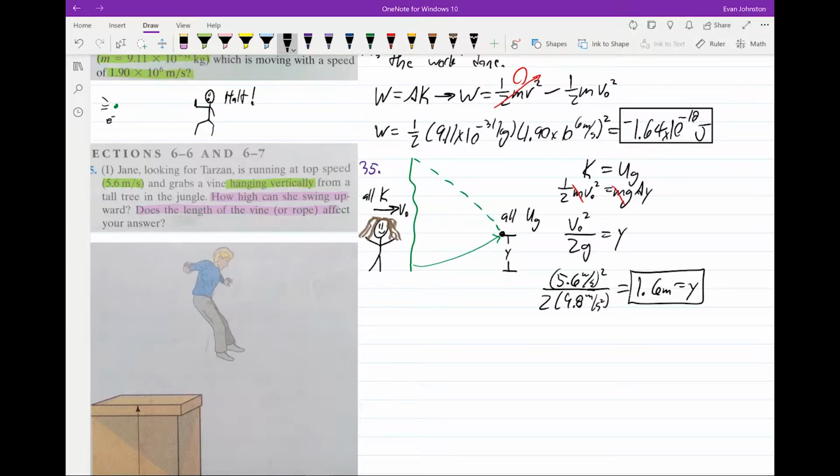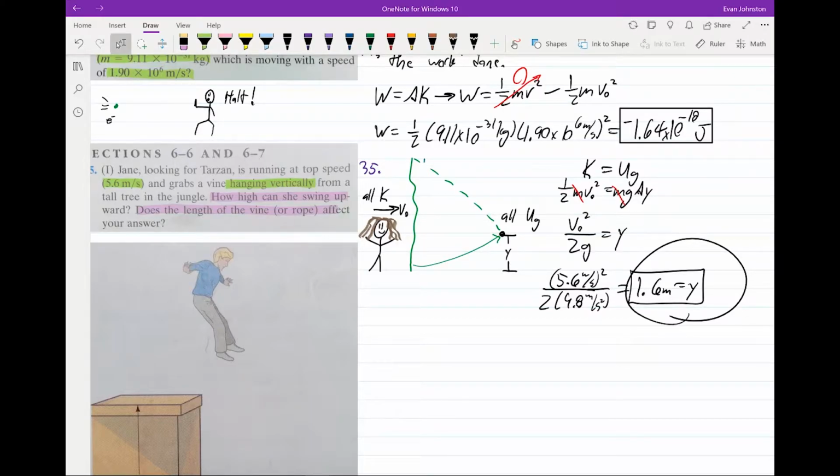Well, if we just have energy of one type becoming energy of another type, I don't see length anywhere in any of these equations. So this could be 100 miles long, or it could be 3 meters long. Either way, she's going to be up this much higher. It doesn't matter if it's this tiny little vine. It's just going to swing up really quick and she'll be at her max height.